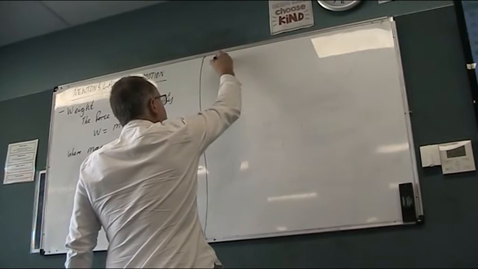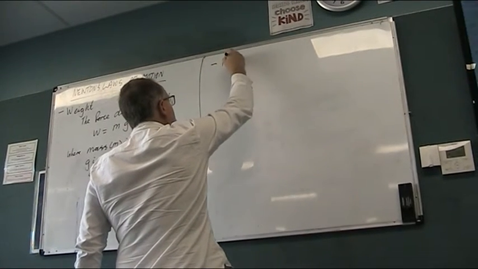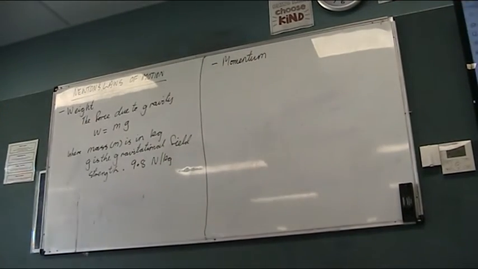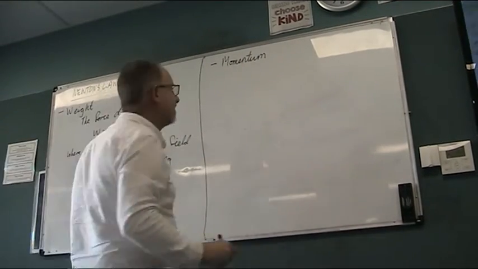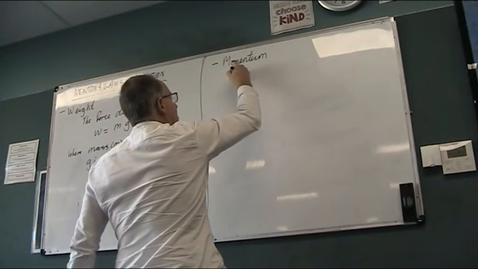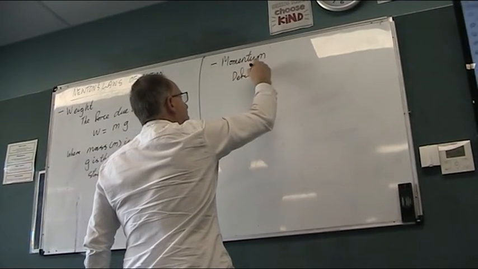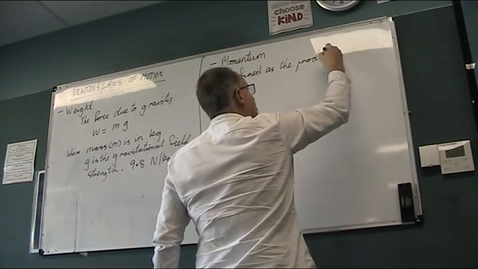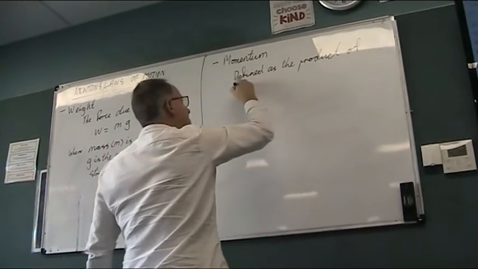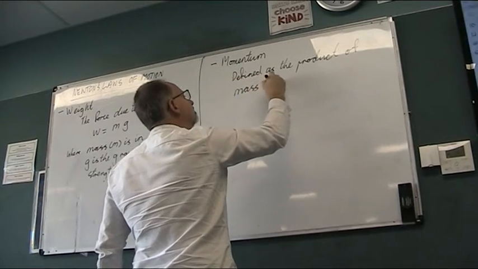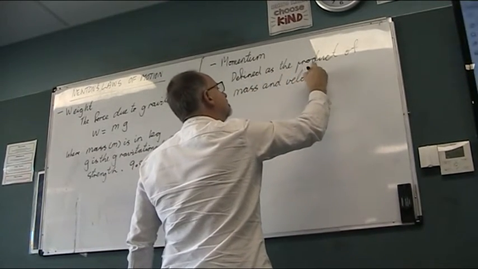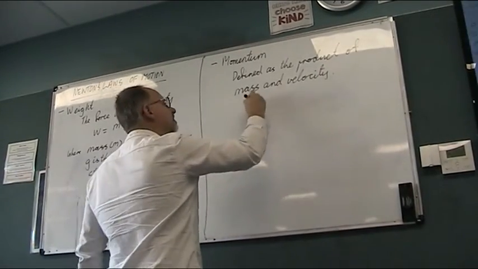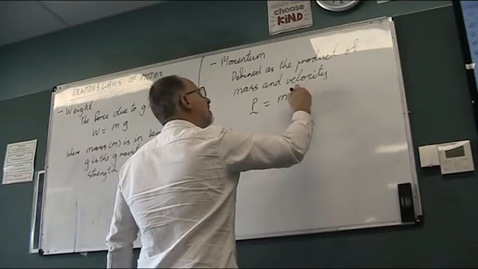Another thing we'll look at, just define for you before we get on to Newton's laws, is momentum. And momentum is defined as a product of mass and velocity. So momentum is mass times velocity.